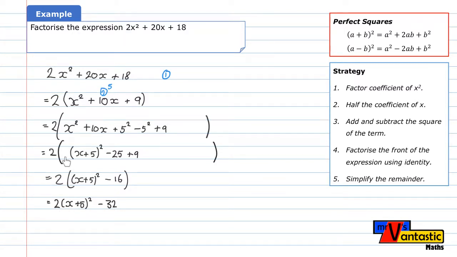And so all we had to do to take care of the non-monic part was factor it out, ignore it, and then just factor it back in at the end. And that's how we can solve a non-monic equation by completing the square.